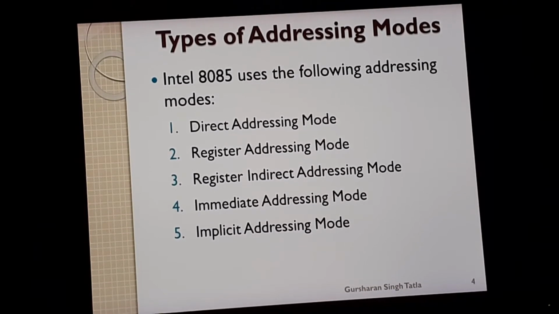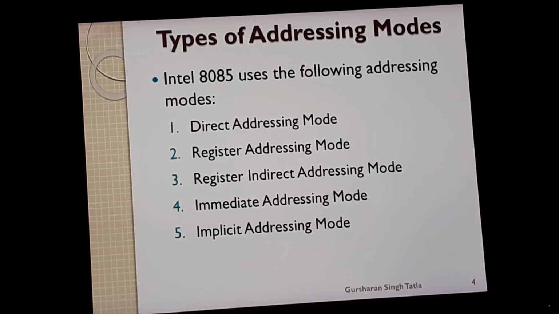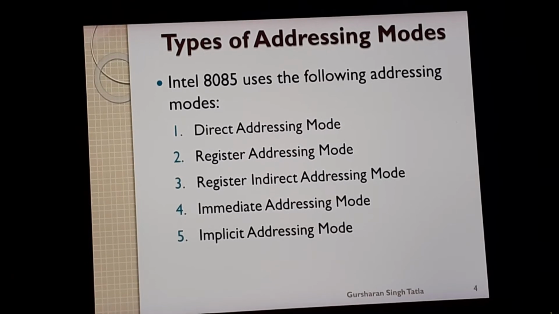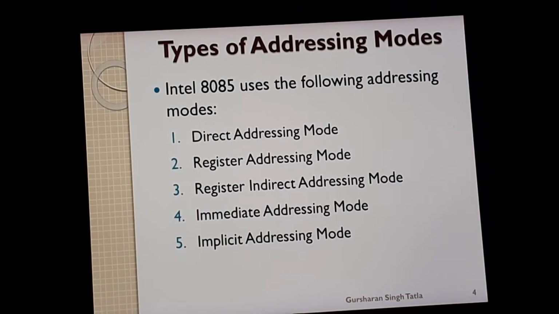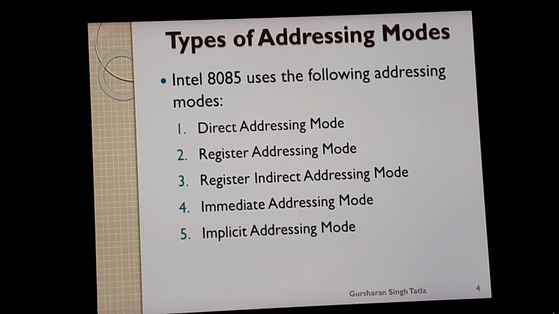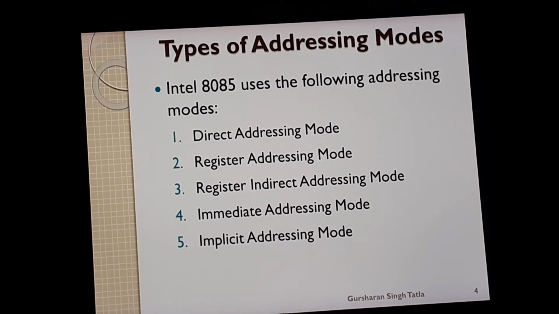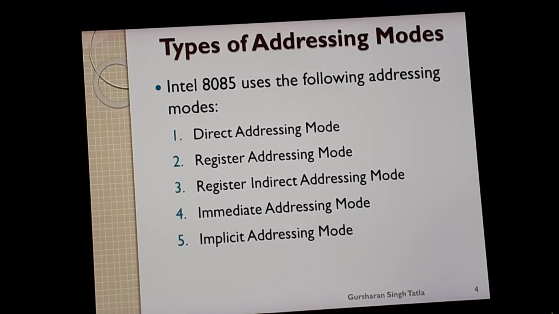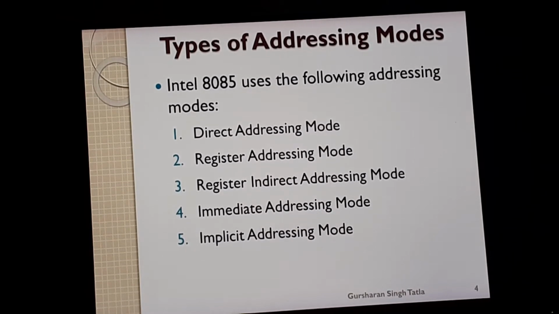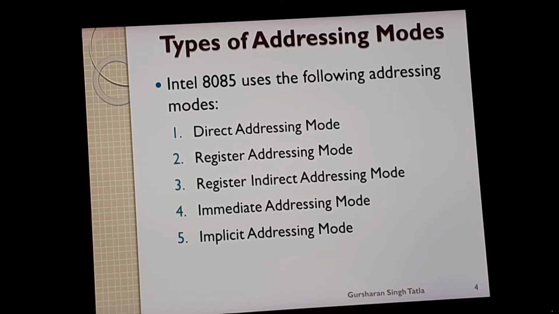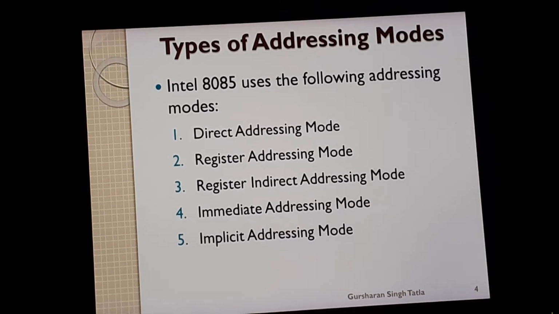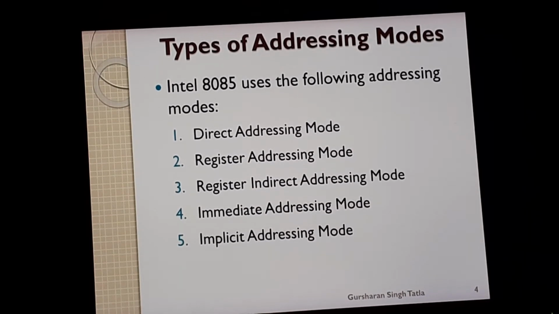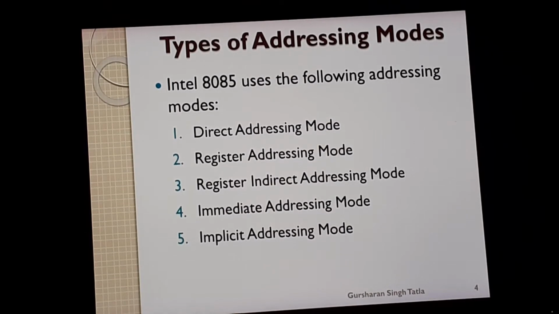This particular topic, addressing mode, has come many times from March 2002 till 2019. So you have to study this chapter very nicely. Types of addressing modes in 8085: in 8085 we have a total of 5 addressing modes. Number 1, direct addressing mode. Number 2, register addressing mode. Number 3, register indirect addressing mode. Number 4, immediate addressing mode. And number 5, implicit addressing mode. So these are the total 5 addressing modes.